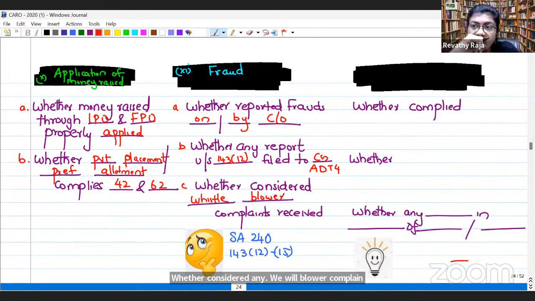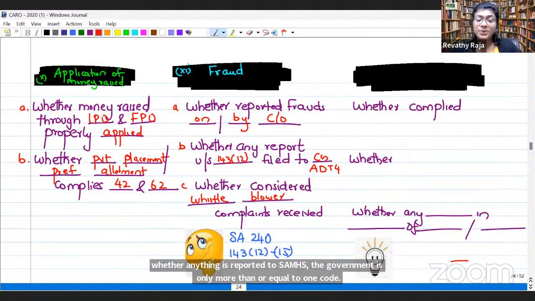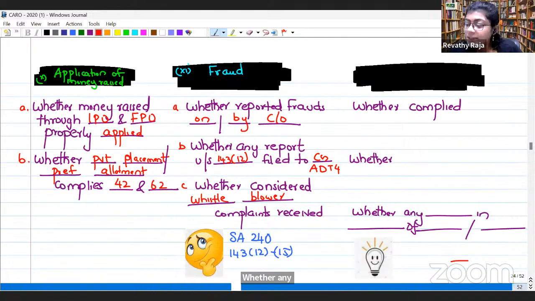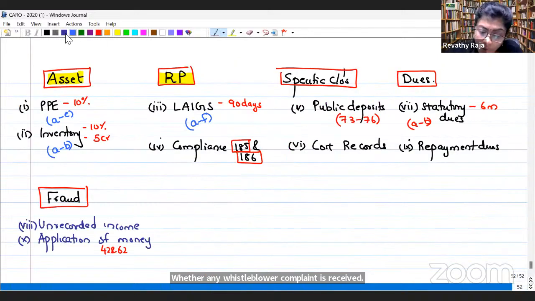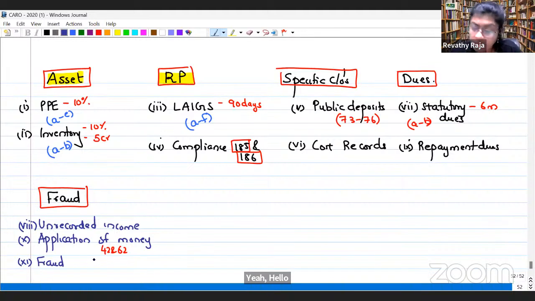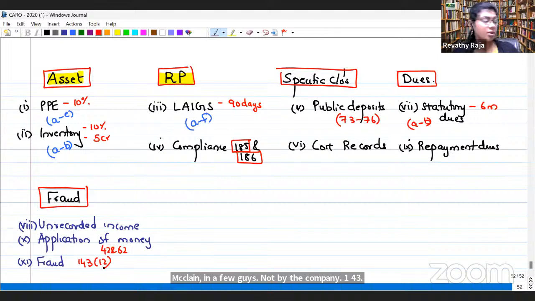So fraud on the company or by the company there? If so, whether anything is reported to central government is only if more than or equal to 1 crore. Whether any whistleblower complaint is received. Fraud. Any numerics, any figures? On or by the company? 143. Section, guys, 143. Are we guys clear with it? I will show back. Don't worry. Okay.